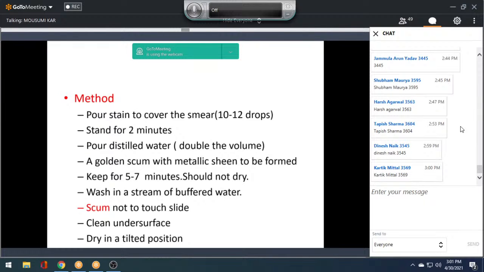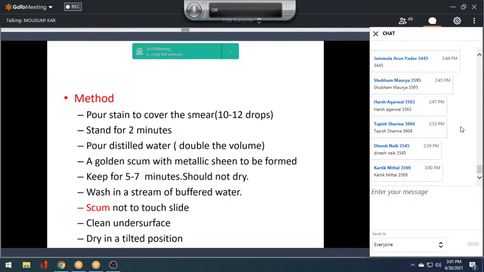Okay. So you should not allow it to dry. After 7 minutes, when you're going to wash it off, don't invert the slide. You're supposed to flush the slide, not invert it, because if you invert it, the scum will touch the slide. The scum touches, and if it dries also, the scum will touch the slide. If the scum touches the slide, there will be stain precipitate. So if stain precipitate is everywhere, you won't be able to see the smear properly.